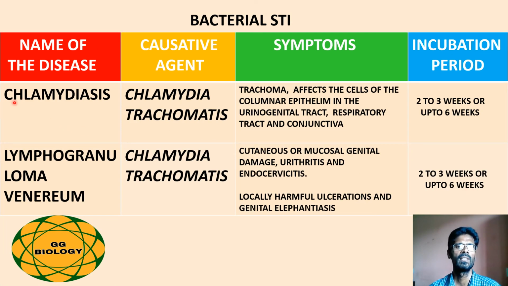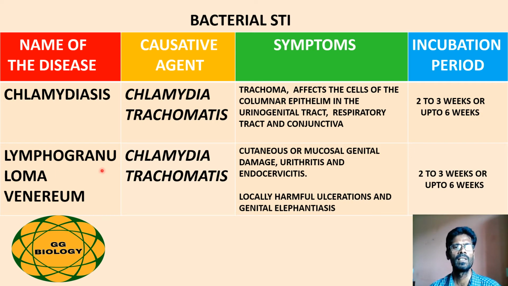The third disease is chlamydiasis. The agent is Chlamydia trachomatis. The symptom is trachoma, affecting the cells of the columnar epithelium in the urinogenital tract. So the columnar epithelial cells of the urinogenital tract get affected, leading to trachoma, and the respiratory tract as well as the conjunctiva of the eye also get infected. The incubation period is 2 to 3 weeks or up to 6 weeks.